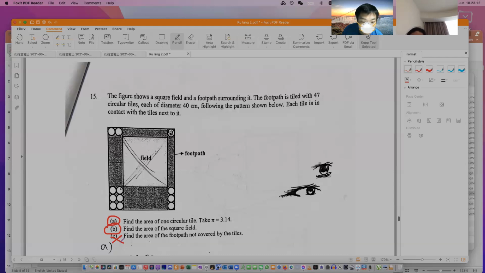Are you on the right track? Hello, student. Can you manage?